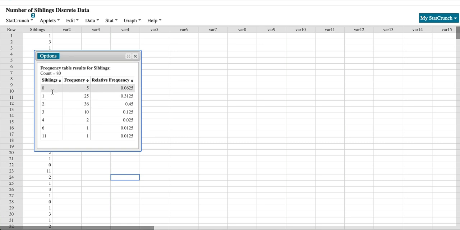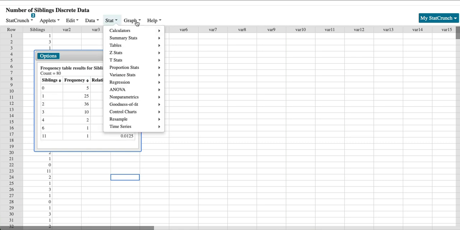So these are all of the responses that were given. And you'll notice there's a big gap between 6 and 11. Somebody actually has 11 siblings. So 5 people had 0, 25 people had 1, 36 people had 2, and so on. So it's hard to get an idea of what the distribution is from this, like, is it skewed, is it not?